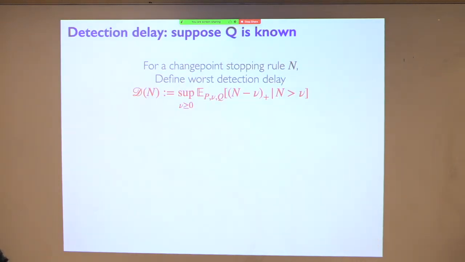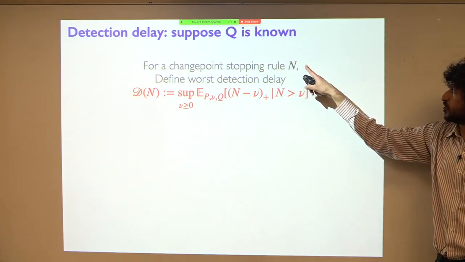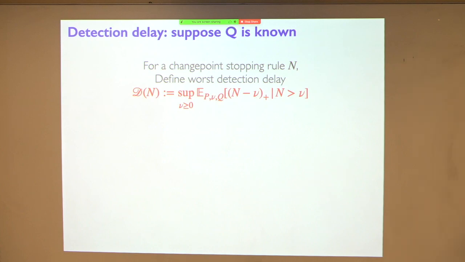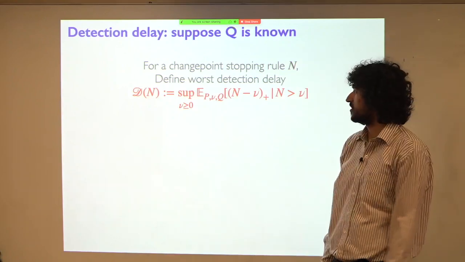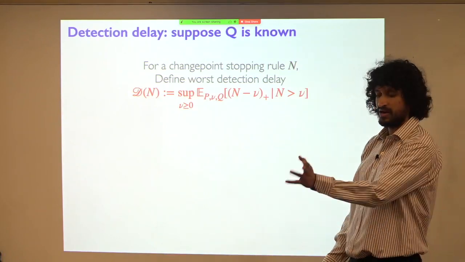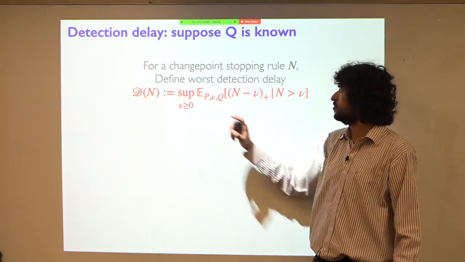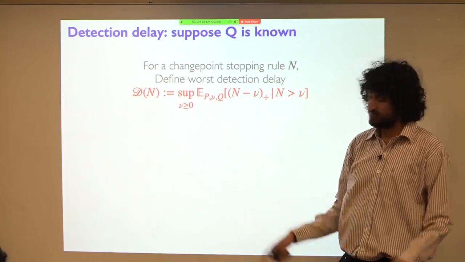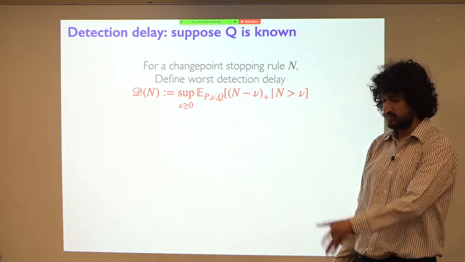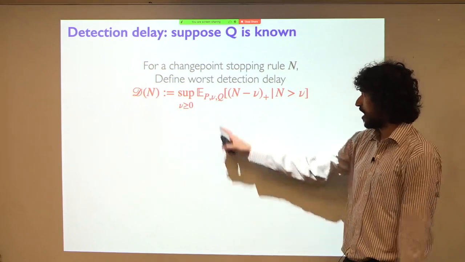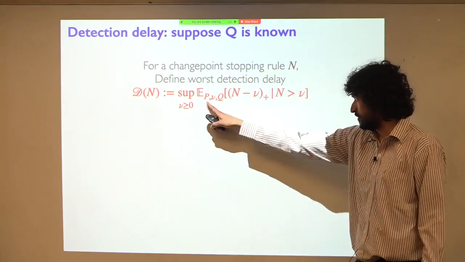Okay, so what exactly can we say about detection delay? We have more in the paper, but I'm going to try and simplify things for the talk. For any change point detection rule N, you can define the worst-case detection delay as the sup over nu. Nu is the time at which the change point occurred. Remember, in some sense we don't want it to depend on when the change occurred. The expectation E_{P nu Q} means the data is from some P from script P before nu, then at time nu it changes to some Q from script Q after nu.